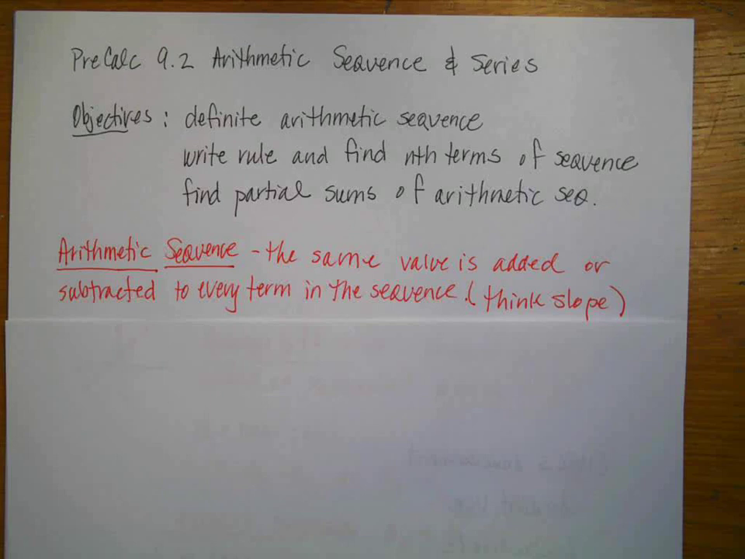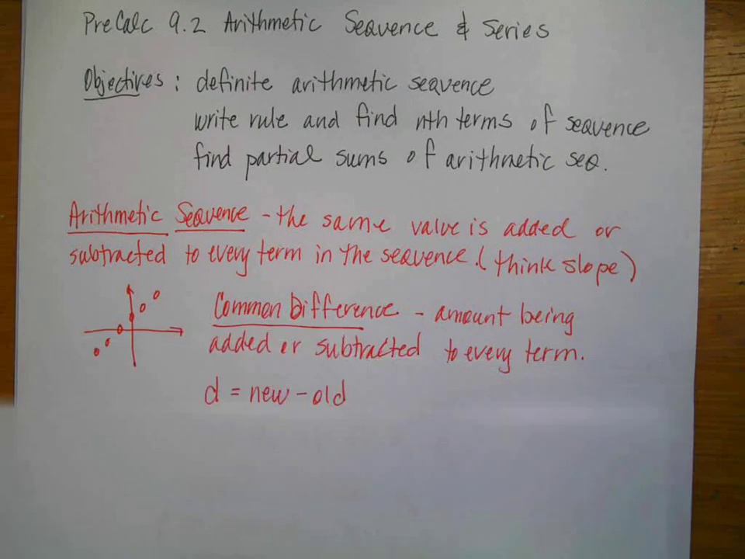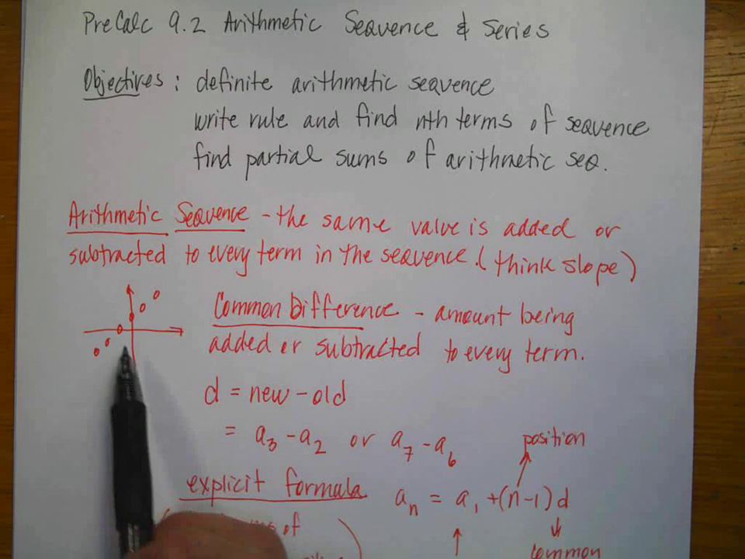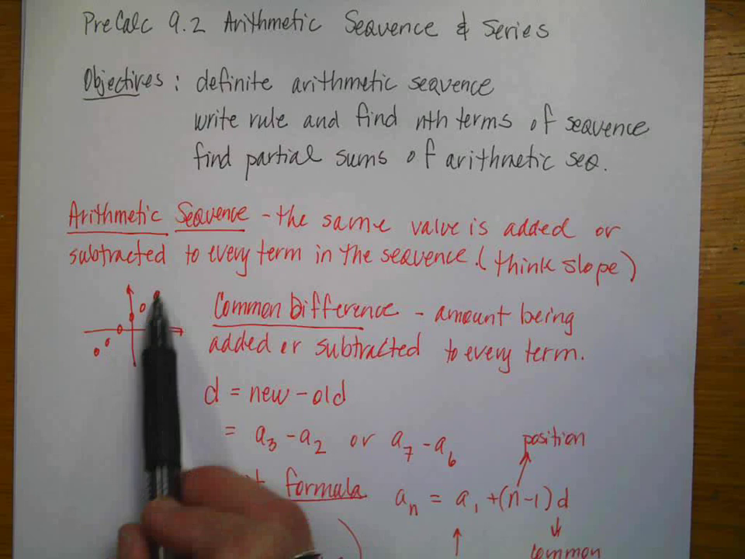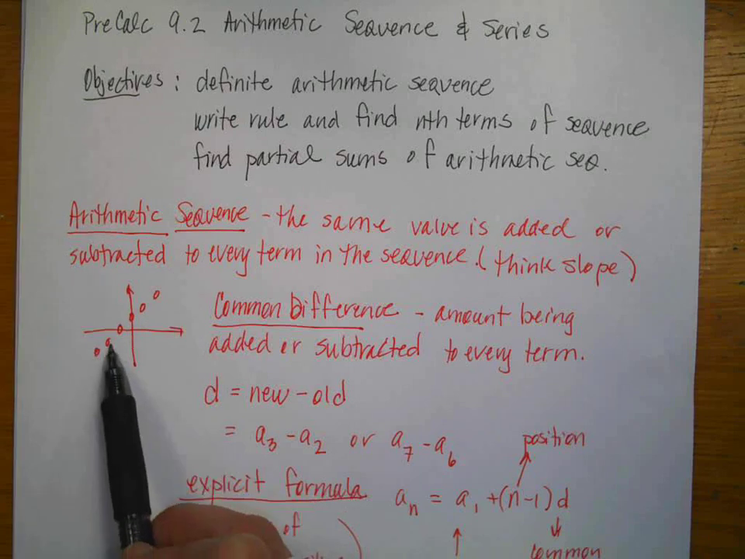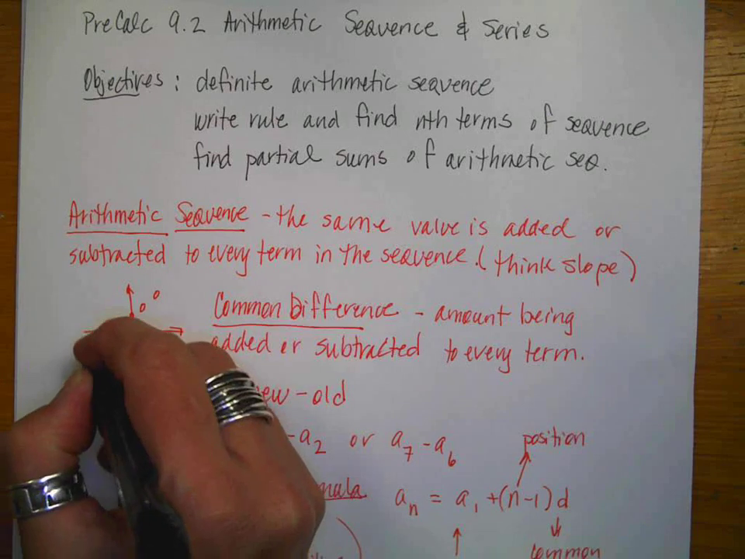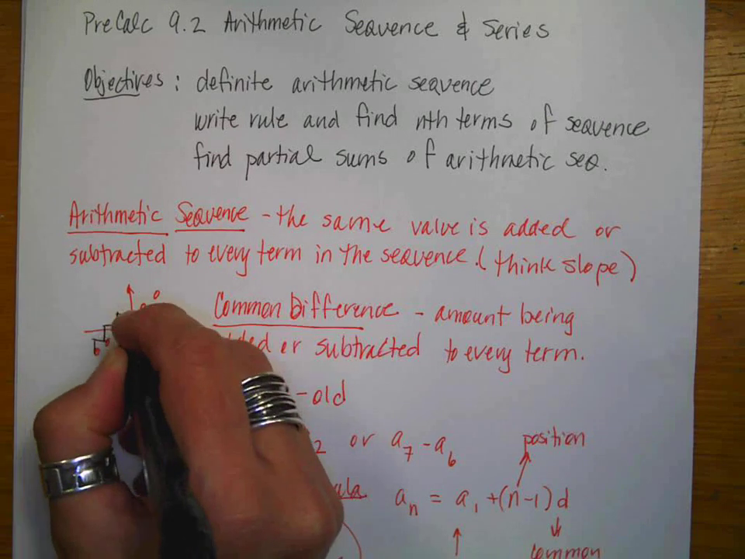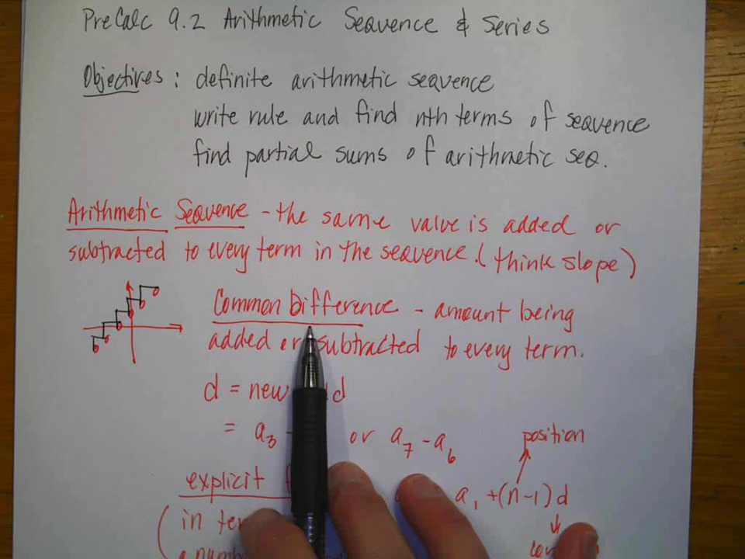In an arithmetic sequence, the same value is added or subtracted to every term in the sequence. So if you think about it, it's very similar to slope, okay? Remember that it's not a connected line for a sequence. Each term is its own individual entity. But notice that the difference between each of those terms is the same. So it is similar to slope. It's called the common difference.